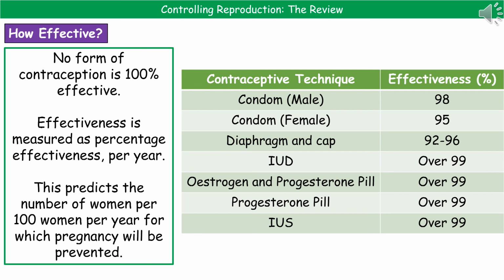Hopefully at the end of this video you can now state some examples of contraception, explain how hormones are used in it, and also evaluate different methods of contraception.